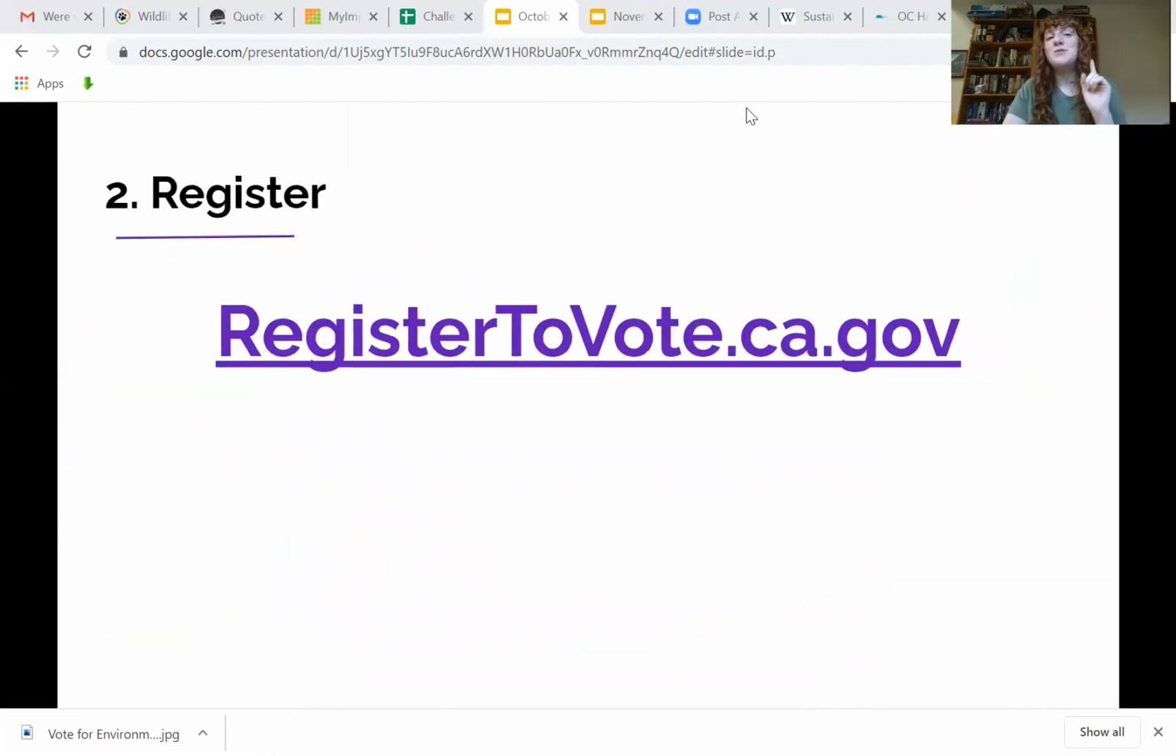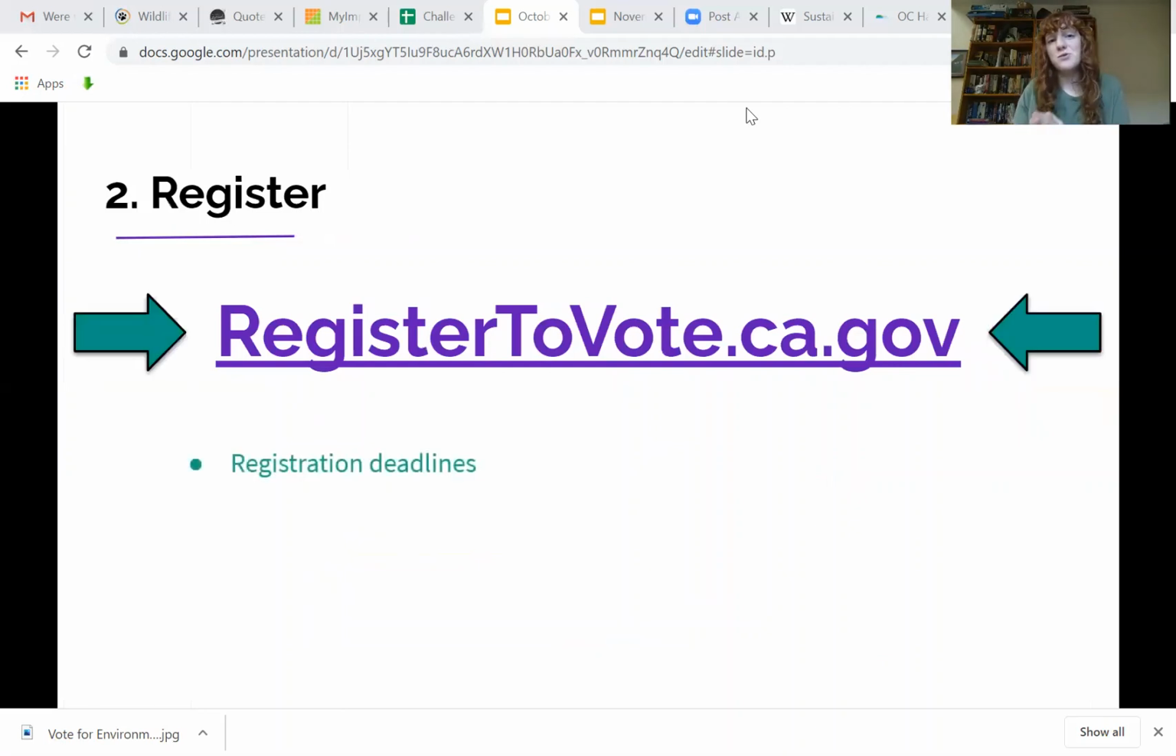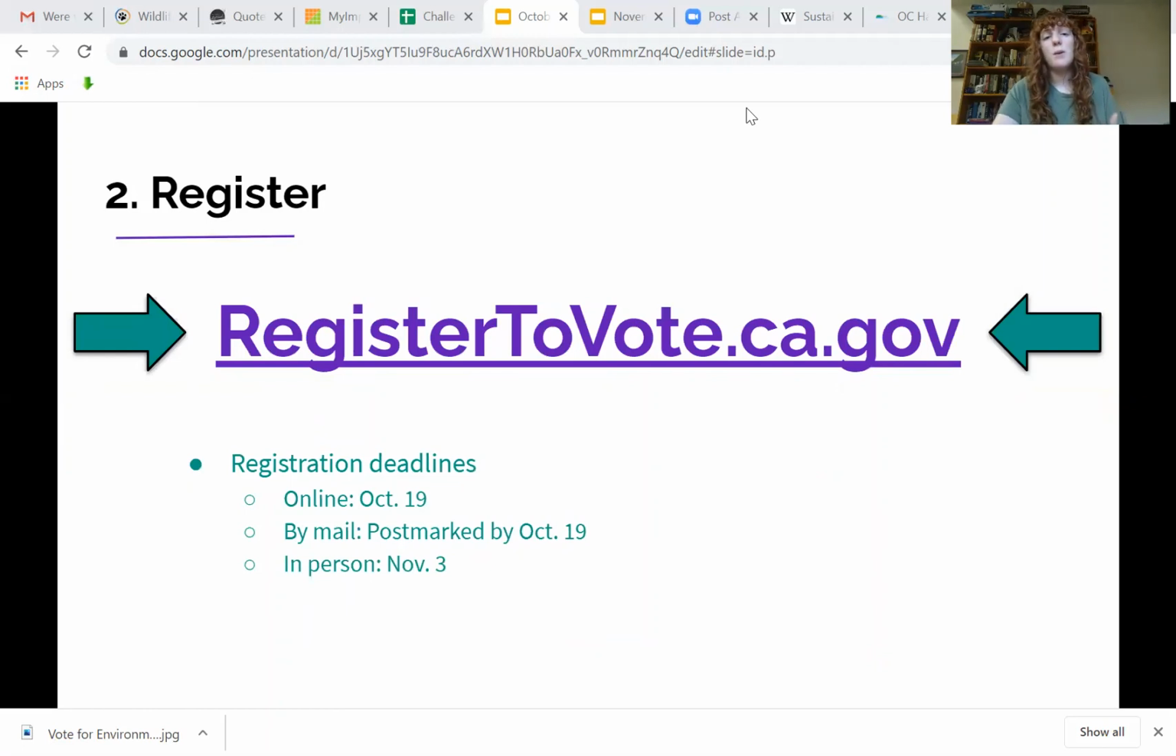And step 2 is to register. So here is the link to register online, registertovote.ca.gov. It's super quick and easy to register online. If you are registering online, that deadline is no later than October 19th. If you are registering by mail, it has to be postmarked by the same date, October 19th. But if you decide to register in person, you can do that all the way up to Election Day. You can register on Election Day through same-day registration.